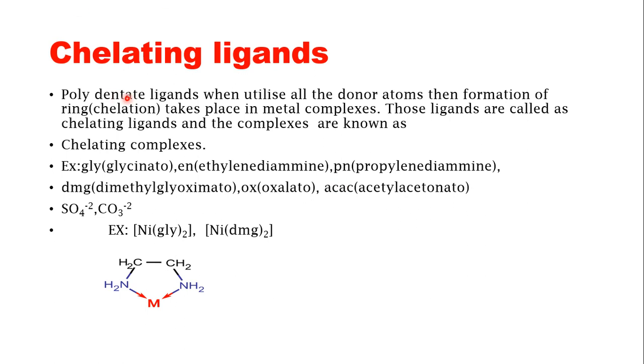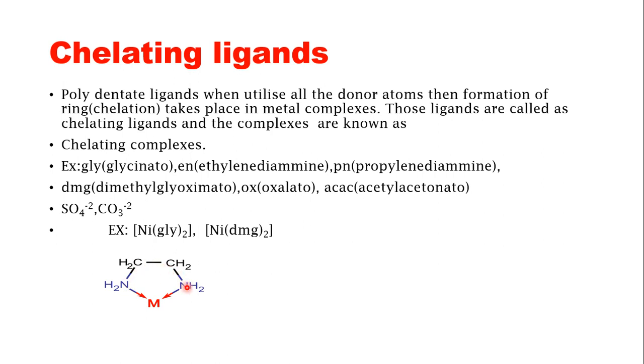Next, you have chelating ligands. Polydentate ligands, when they utilize all the donor atoms, form a ring, or chelation, in metal complexes. For example, if you see here, there is a metal center, and I am showing you a chelating ligand, DMG, where there are two nitrogen centers bonded with the metal. So there is a ring kind of formation.